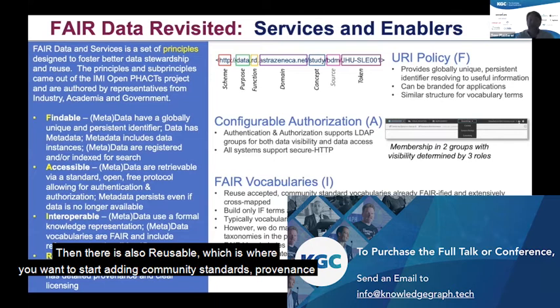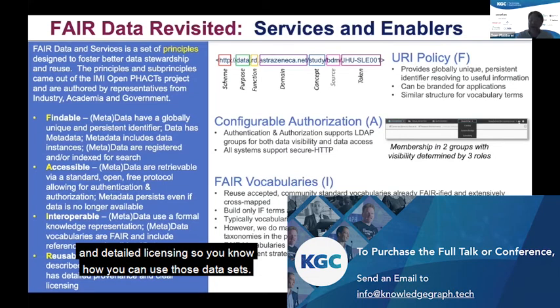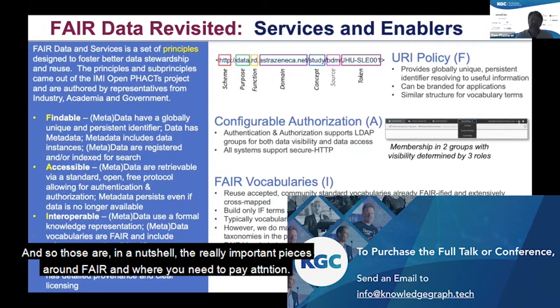Interoperable is really around the vocabularies that you use to describe things and really having the common semantics. And then there's also reusable, which is where you want to start adding community standards, provenance, and detailed licensing, so you know how you can use those data sets. Those are, in a nutshell, the really important pieces around FAIR and where you need to pay attention.